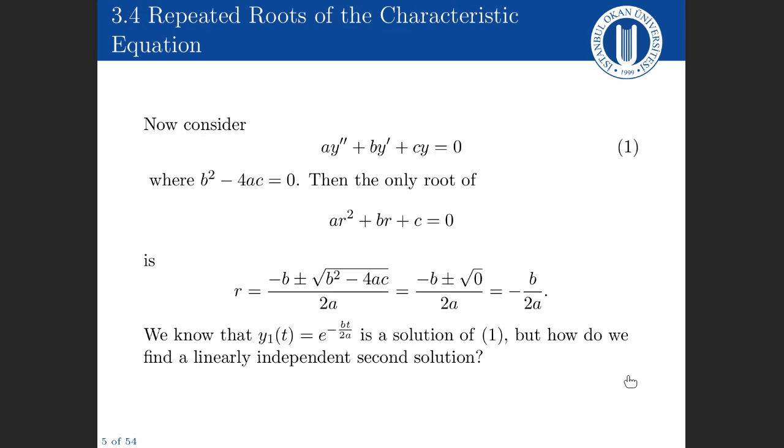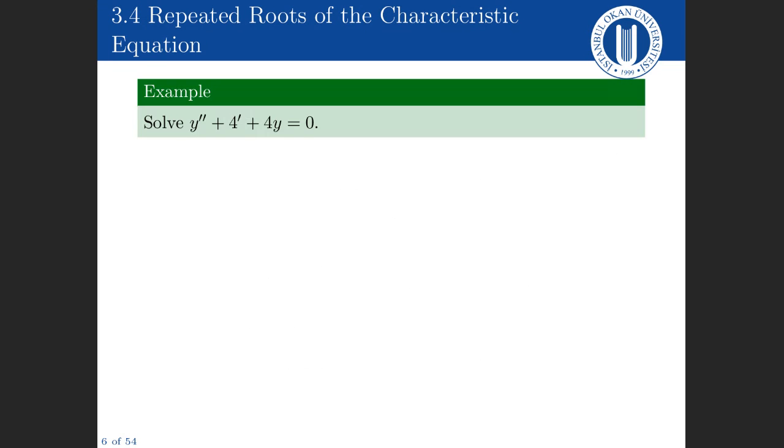So we know one solution. We know e^(rt), or e^(-bt/2a), is a solution of the differential equation. But we need 2 linearly independent solutions. So we need to ask, how do we find our second solution? For example, and there's a mistake here, this should say solve y'' + 4y' + 4y = 0.